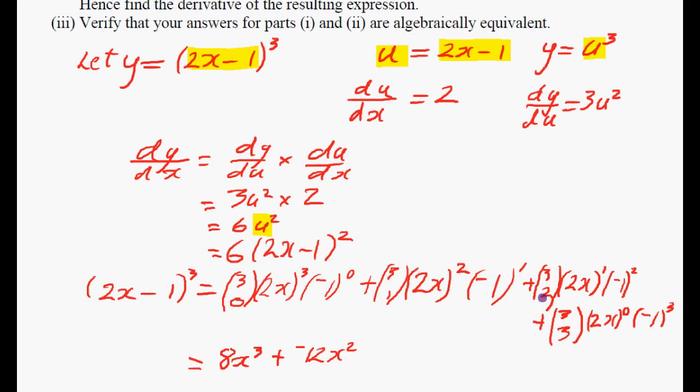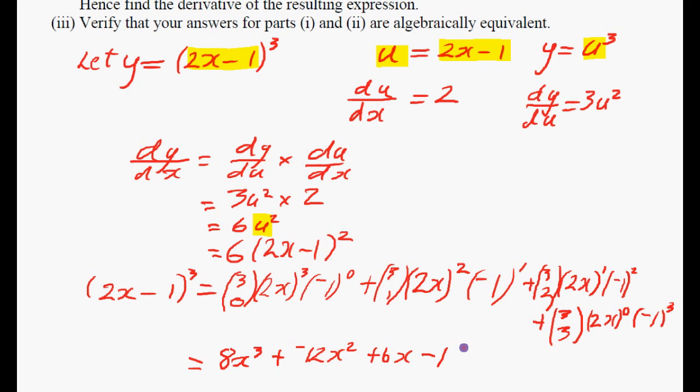Now the next one, 3c2 is also 3. 2x to the 1 is just 2x, so that's 3 times 2 is 6, times by minus 1 squared, which is 1, so I'm going to get plus 6x. Now minus 1 cubed is minus 1, 3c3 is 1, 2x to the naught is 1, so all of that is going to be minus 1.